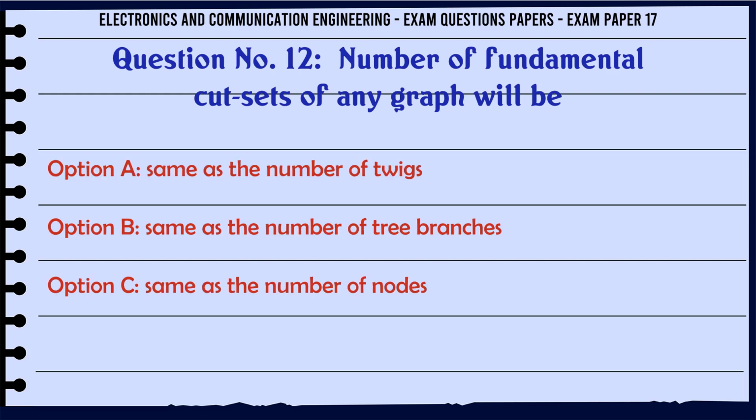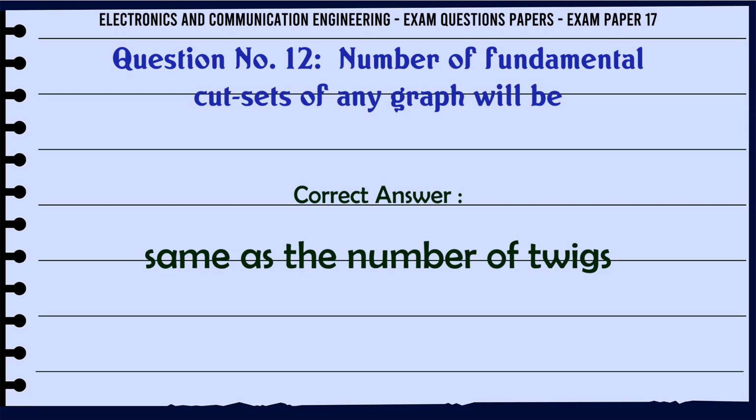Number of fundamental cut sets of any graph will be A. Same as the number of twigs. B. Same as the number of tree branches. C. Same as the number of nodes. D. Equal to 1. The correct answer is same as the number of twigs.